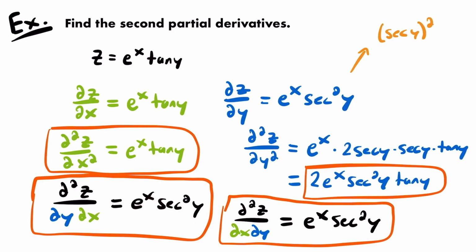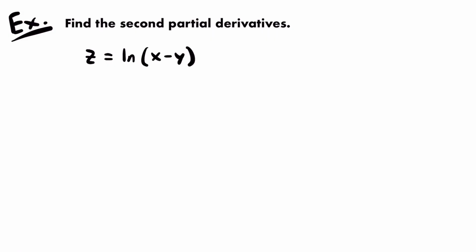For our next example, we want to find the second partial derivatives of this multivariable function. Z is equal to the natural log of x minus y. Okay, so let's start by finding the first partial derivatives. We have to have those before we can find the second partial derivatives. So let's begin by taking a partial derivative with respect to x.